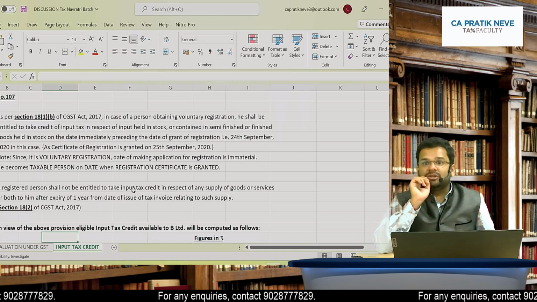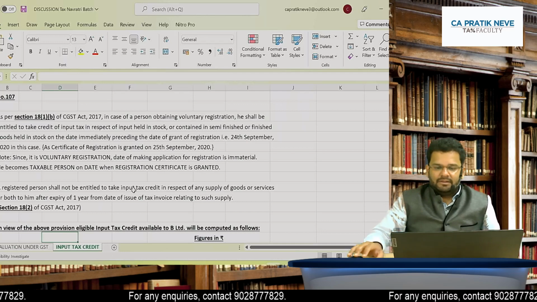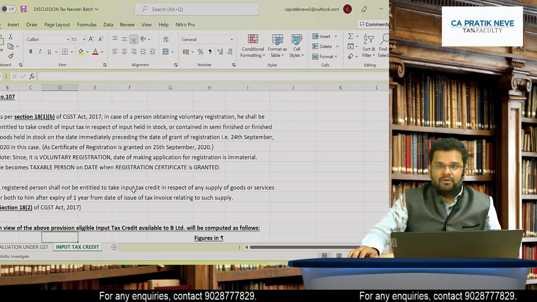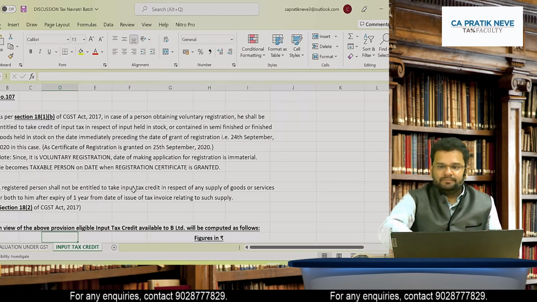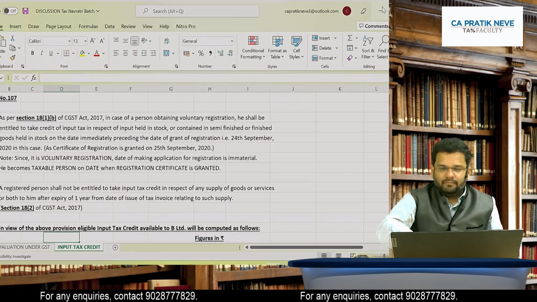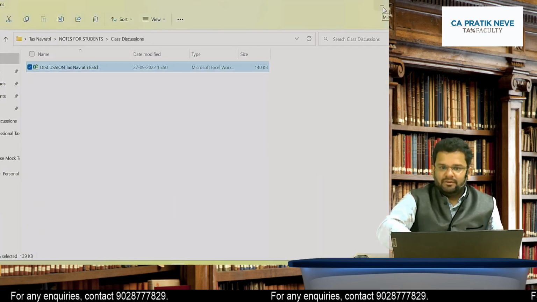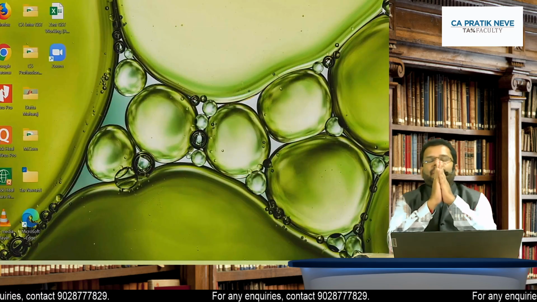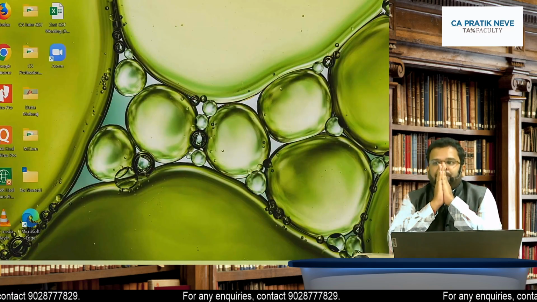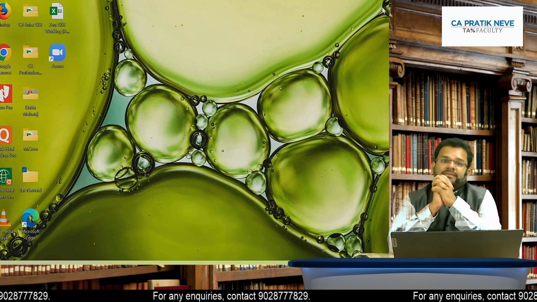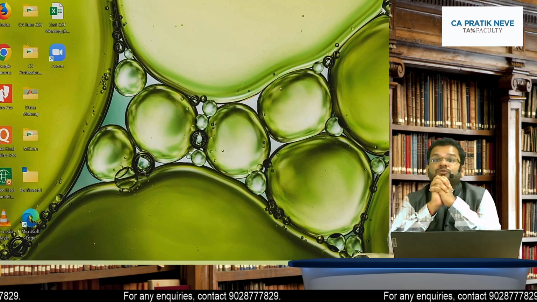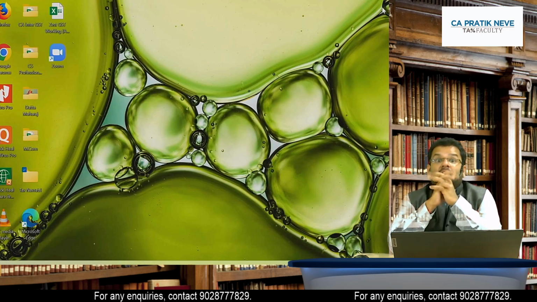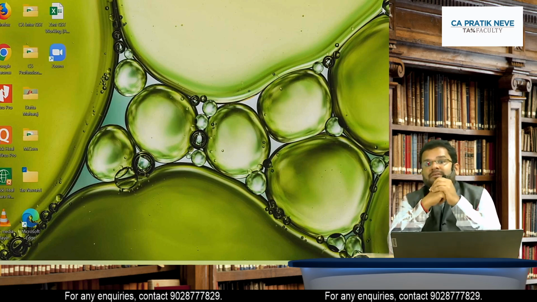So what is section 18? Understand clearly, try to understand what is section 18. Visualize, as you have been doing till now. Understand. Do you know what section 18's heading is? It is ITC in special circumstances. What is a special circumstance?